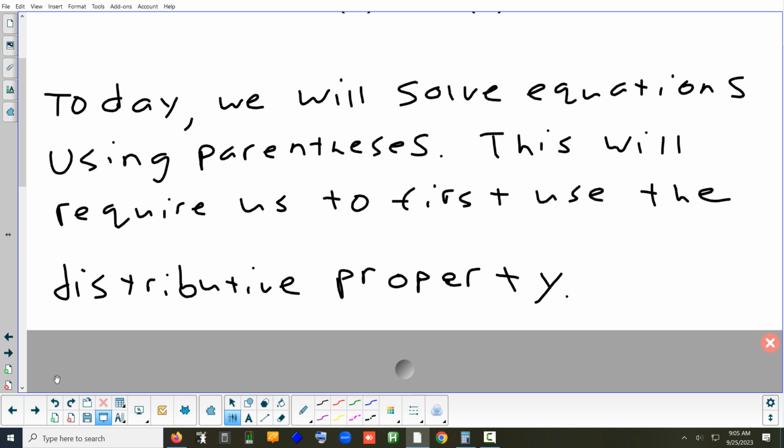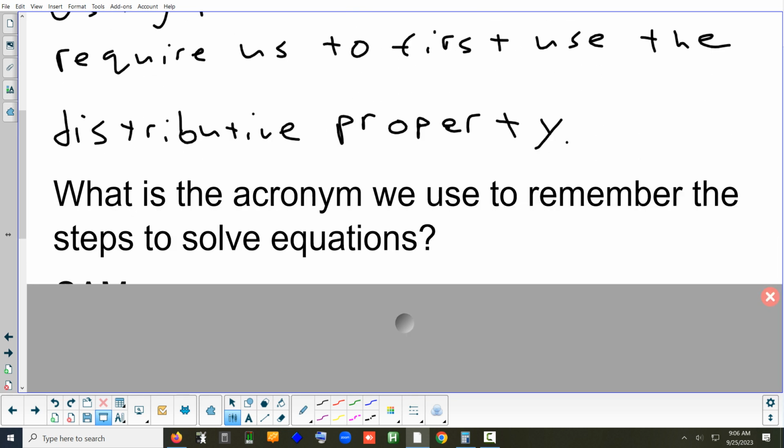When you use the distributive property and you draw those lines, what operation does that mean to do? Multiplication, right? When you draw those lines or those curves for distributive property, it means you're multiplying something on the outside times something on the inside. So a lot of multiplication.